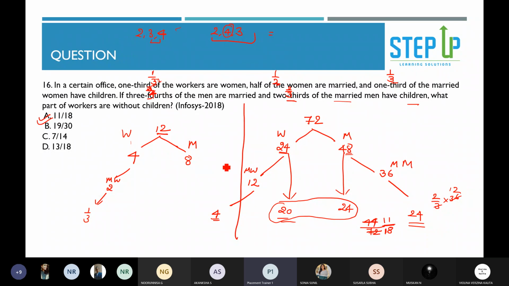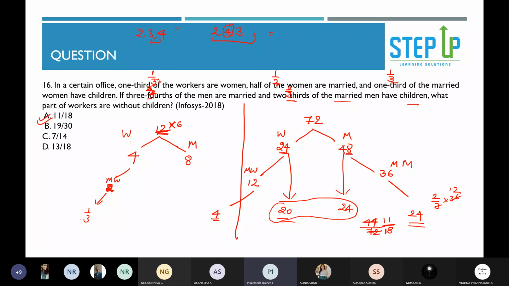Now you might be thinking why I multiplied by 6 here directly. See, you got 2 here, two married women. When we took the LCM of 2, 4, 3, we got 12. Once we got 12, you got 4 and you got 2. Now 1/3 of 2 will be a decimal, and the number of people cannot be a decimal. Do you agree with that?